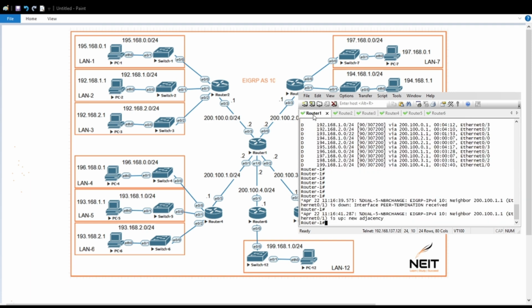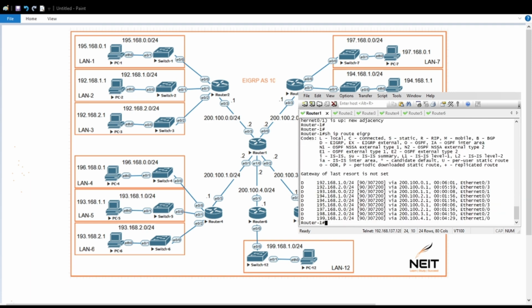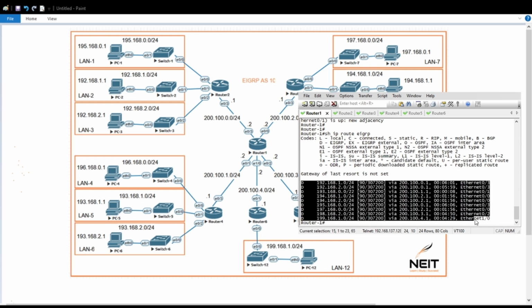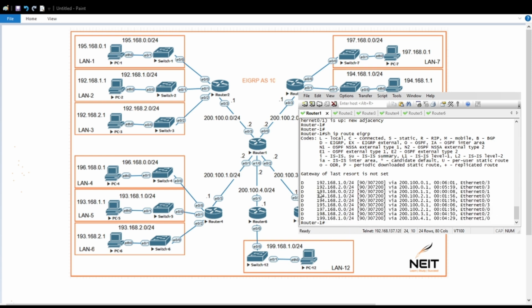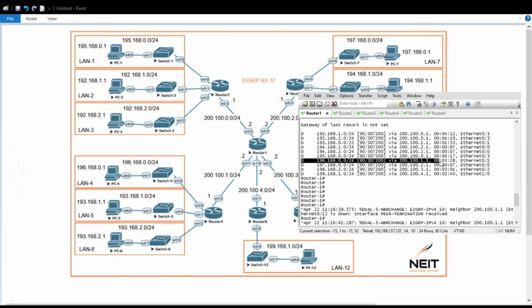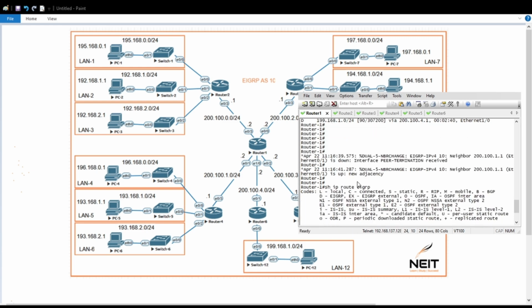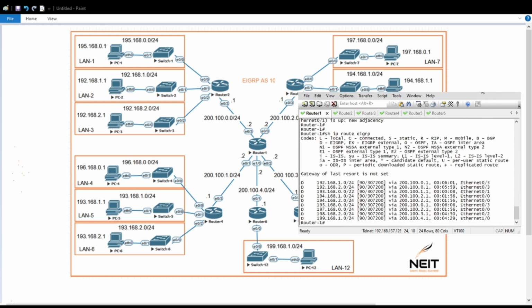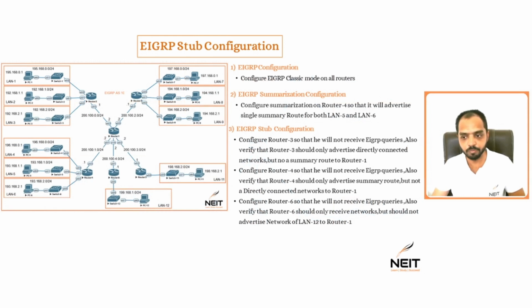Okay, so if we verify the routing table of router 1 again, now router 1 is receiving the summary address 193.168.0.0 in his routing table, and he is not receiving the specific directly connected LAN 4 network, which is 196.168.0.0, in his routing table. So he is only receiving the summary address. He is not receiving the directly connected network. Previously he was receiving the directly connected network 196.168.0.0, but now he is not receiving it. He is only receiving the summary address.